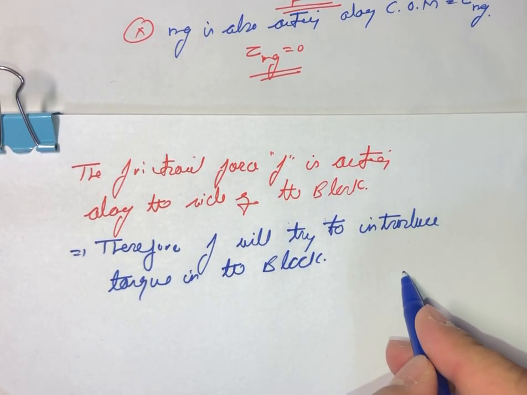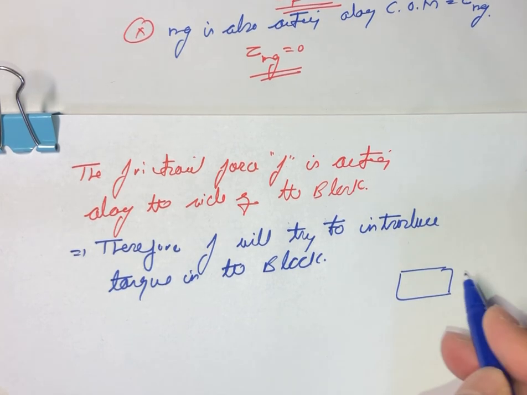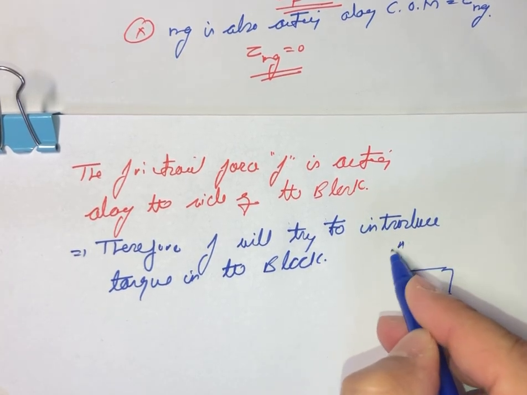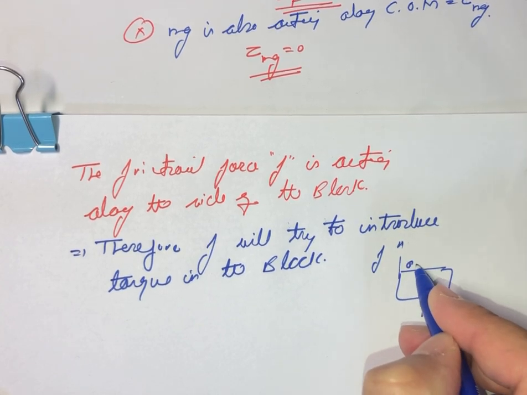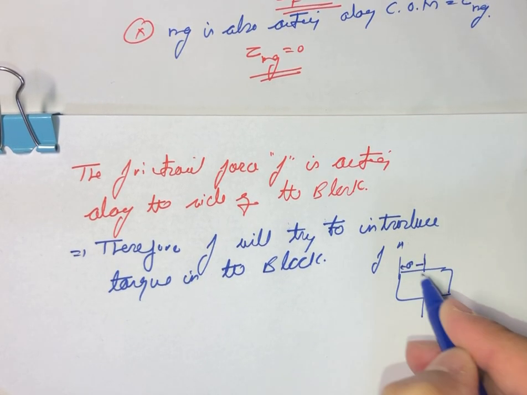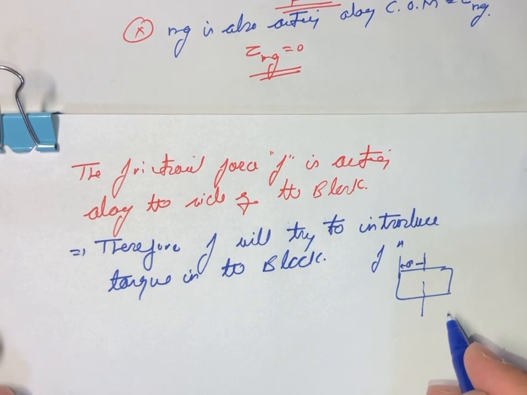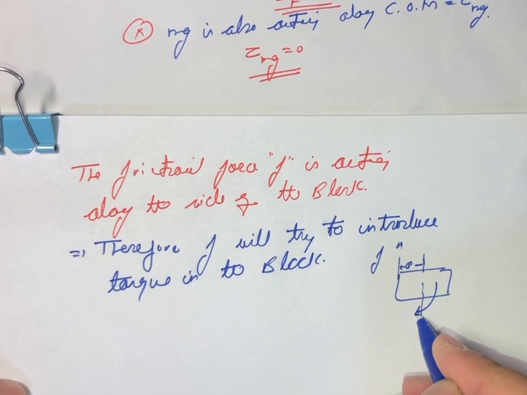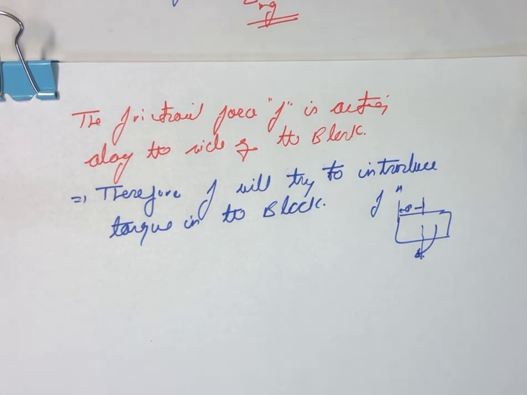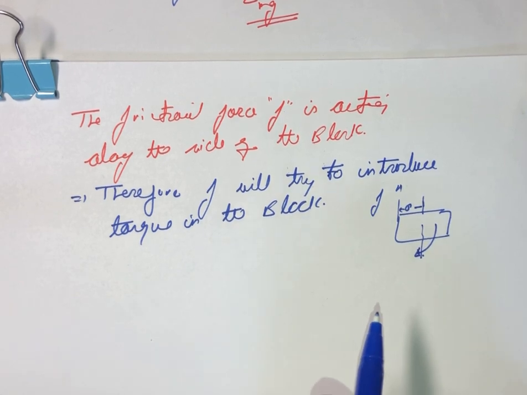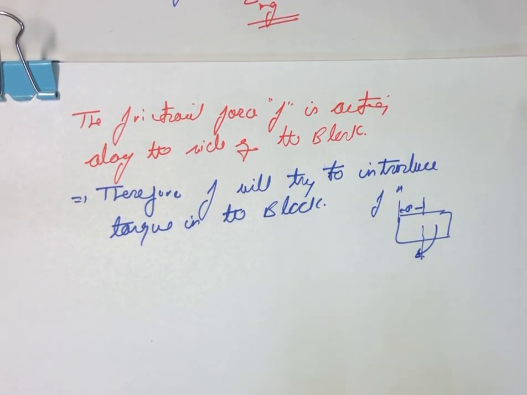So we can say that this is our block and we have a force F which is at a distance A from the center. So it will try to rotate in this direction for the block. Okay. So it means it will be acting in the clockwise direction.